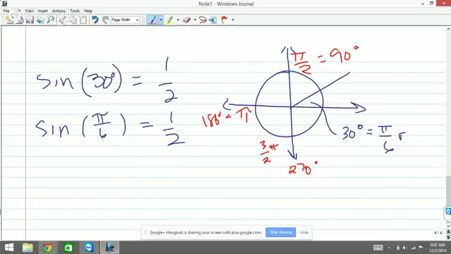Okay, 30 degrees is pi over 6. 45 degrees is, anybody? 45 degrees is halfway to a half. 45 is halfway to this, right? To 90. So what's that fraction going to be? This is a half. That would be a quarter. Thank you. Okay, 45 is a quarter.